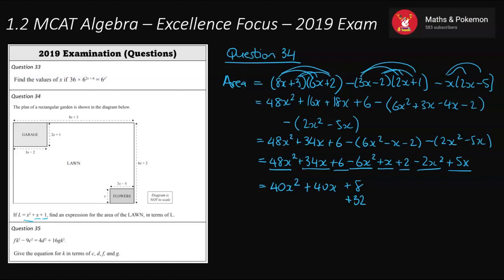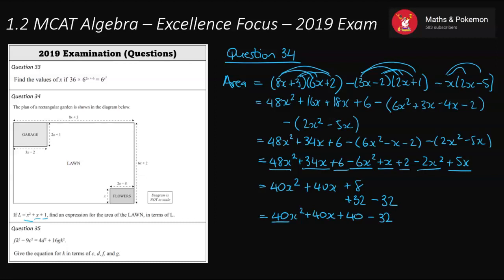But the issue is if I plus 32, my equation's not balanced. So at the same time, I'm going to go minus 32. So you can see plus 32 minus 32, they cancel each other out, so I'm not actually changing it. My equation's still balanced. So that there, when I simplify, is 40x squared plus 40x plus 40 minus 32.